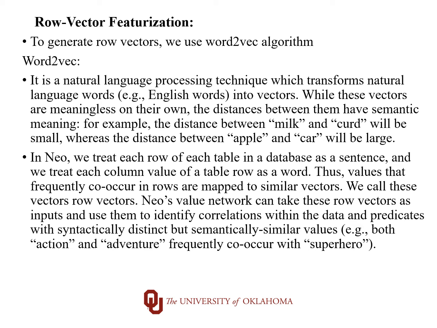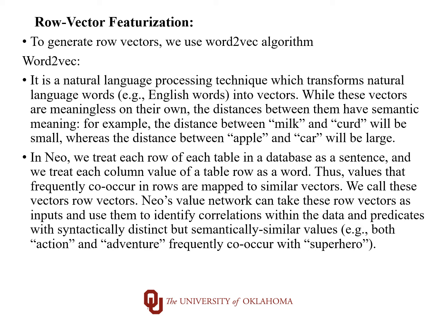It works on distance. While these vectors are meaningless on their own, the distance between them has semantic meaning. For example, the distance between milk and curd will be small, whereas the distance between apple and car will be large. And as I said before, in Neo we treat each row of each table in a database as a sentence, and we treat each column value of a table row as a word.